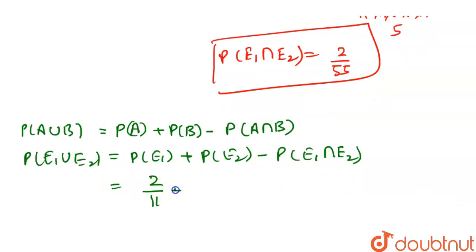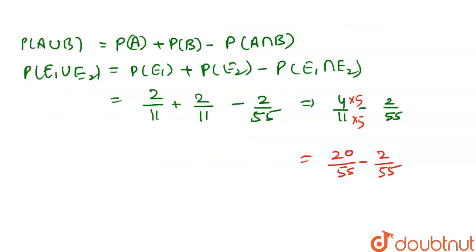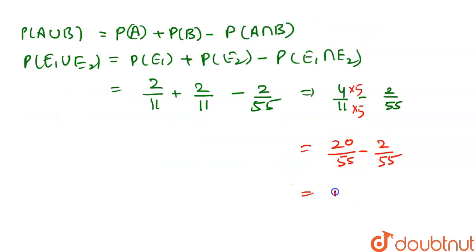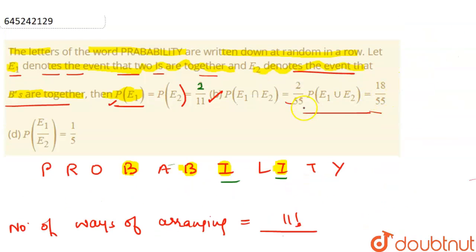Now we put in all the values. P of E1 is equal to P of E2, so we write their values 2 upon 11, 2 upon 11, minus P of E1 intersection E2, which is 2 upon 55. This will become 4 upon 11 minus 2 upon 55. Now we make the denominator the same: multiplying by 5 gives us 20 upon 55 minus 2 upon 55. Since we have the same denominators, we can directly subtract the numerators. So the union of event 1 and event 2, which means either of them can occur, is 18 upon 55. That means option C is also correct.